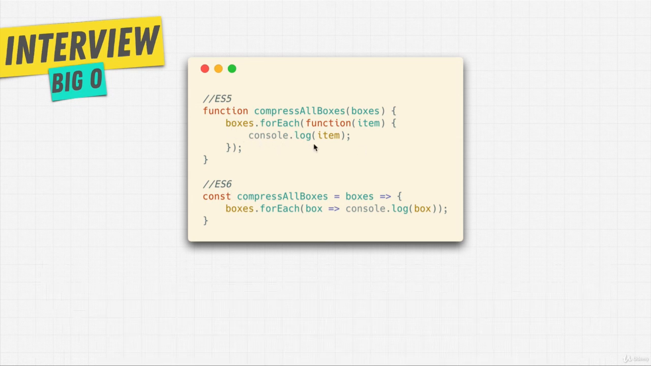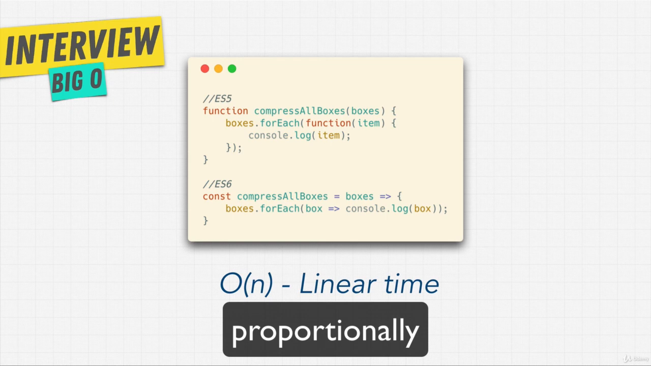If we look at the function for compress boxes, we're using the ES5 and ES6 syntax here, but we're essentially looping through each box. And in our case, we're just console logging it. But you can see here that all we're doing as the input increases, the number of boxes increases, the number of operations increase. And that is O(n), linear time.